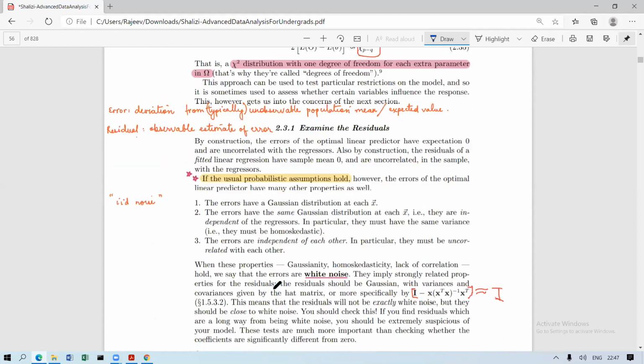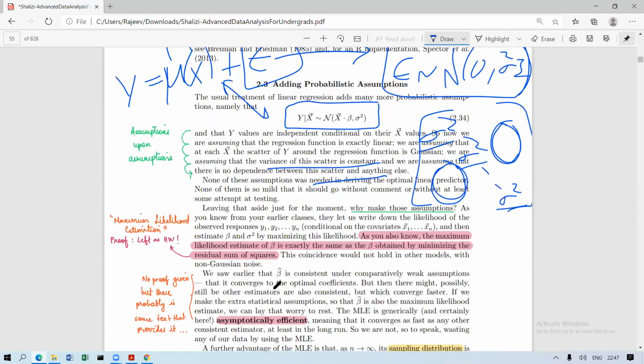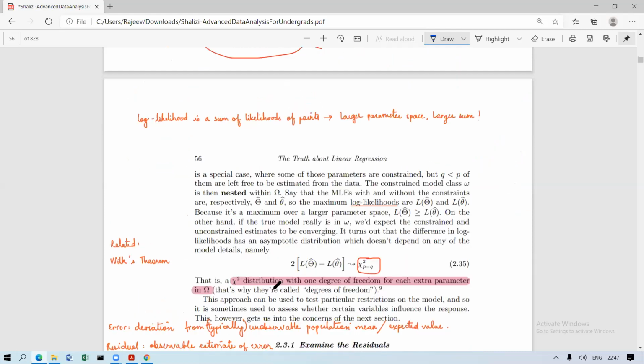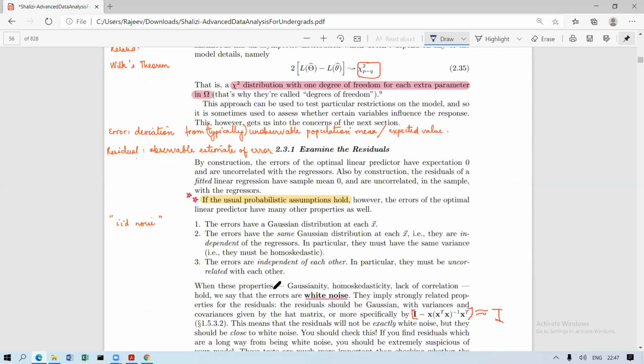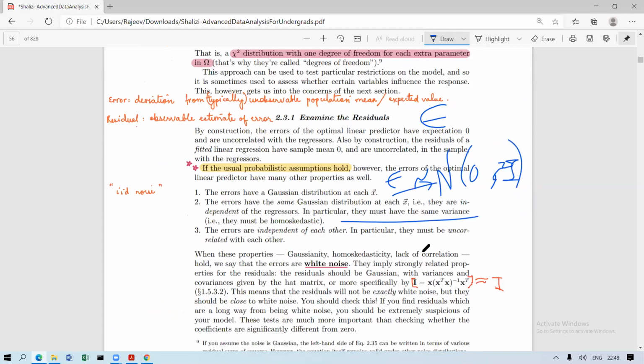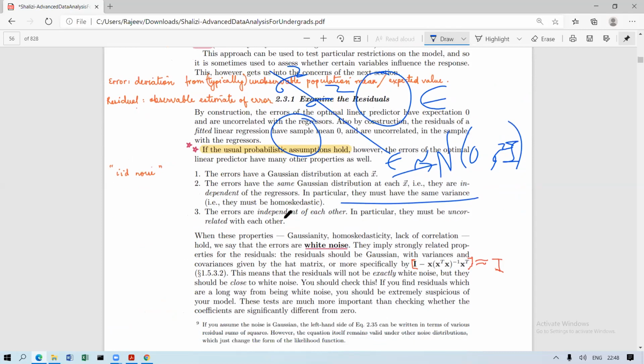Yep, and now he's taking each assumption that we told and he's just breaking it down, examining the residuals. The residuals, as I said, is just epsilon. Sigma square I. First is the errors have a Gaussian distribution. The errors have the same Gaussian distribution at each x. That is, they have the same variance. That is, all the diagonal entries are the same sigma square. And the errors are independent of each other. All off-diagonal entries are zero.